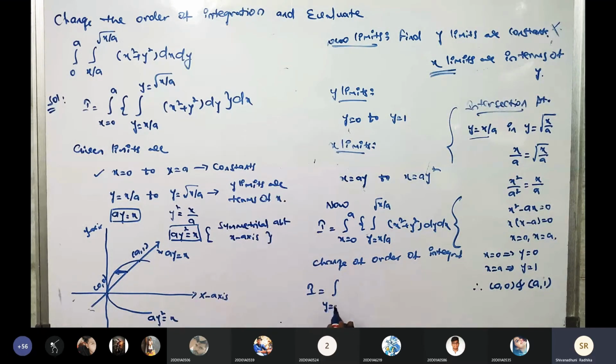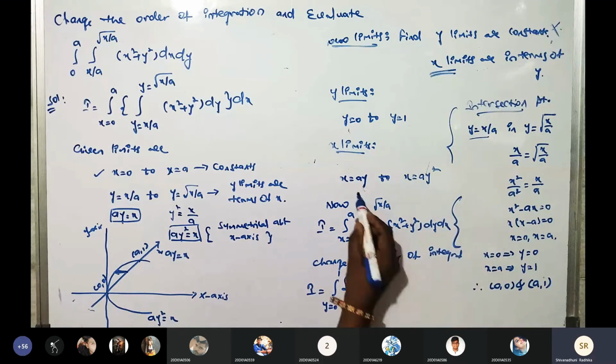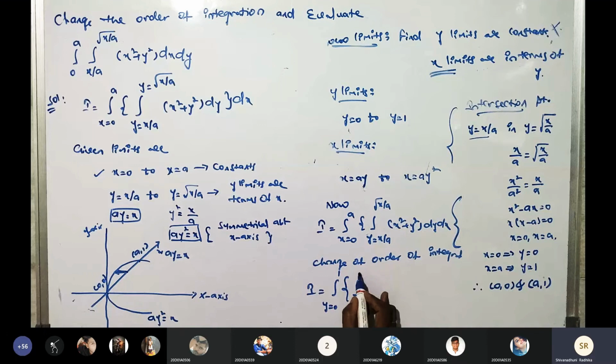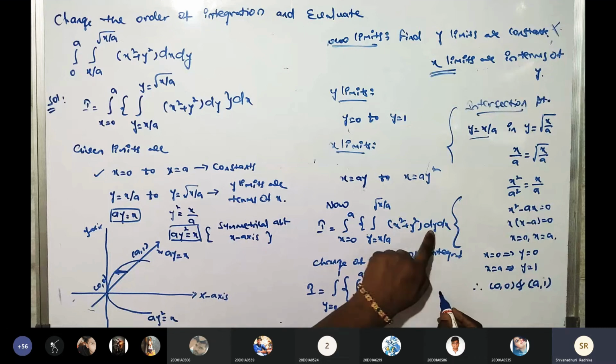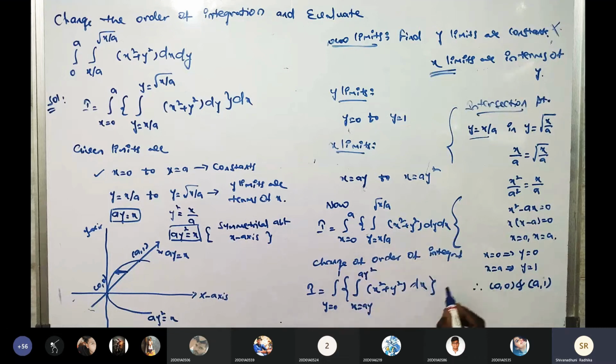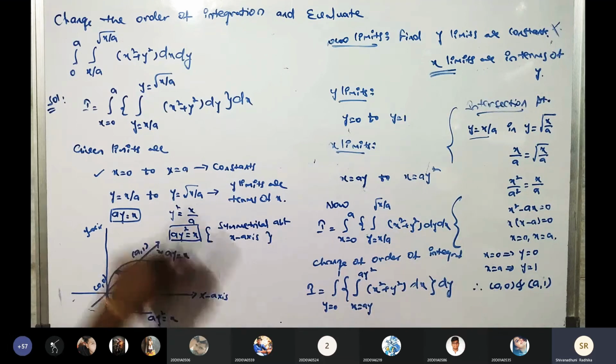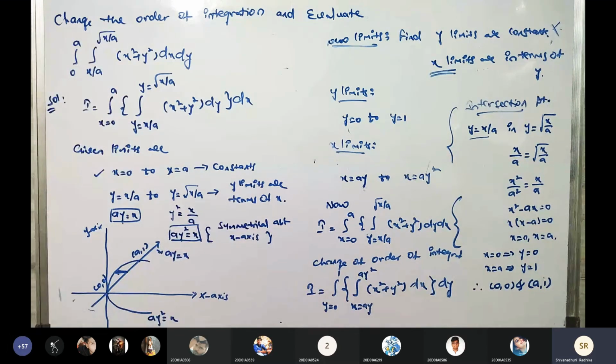What about the y limits? 0 to 1. Here the x limits are in terms of y, so x equals ay to ay square. The function is the same, x square plus y square, with respect to dx. Now dy changed to dx, and dx changed to dy. Now we have to simplify this integration and we get the integral value. Is it clear, all of you? Any doubts?